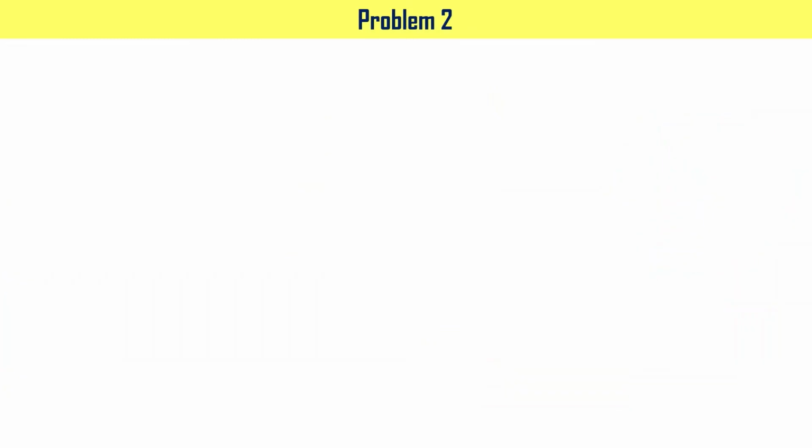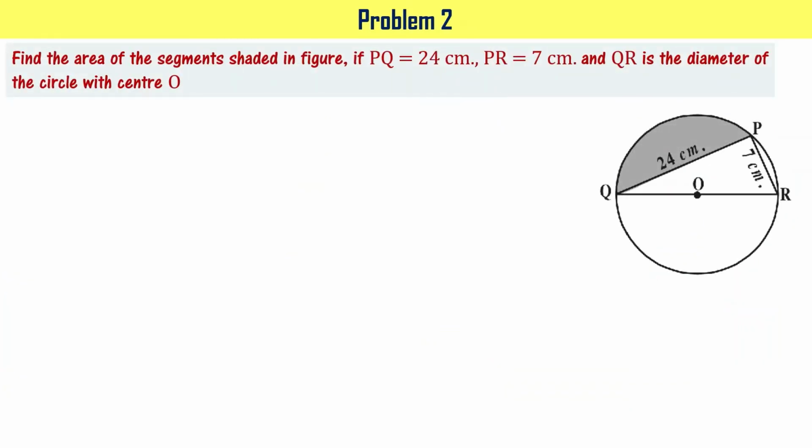Let's go to the next problem. Find the area of the segments shaded in the figure if PQ equal to 24 centimeters, PR equal to 7 centimeters, and QR is the diameter of the circle with center O.